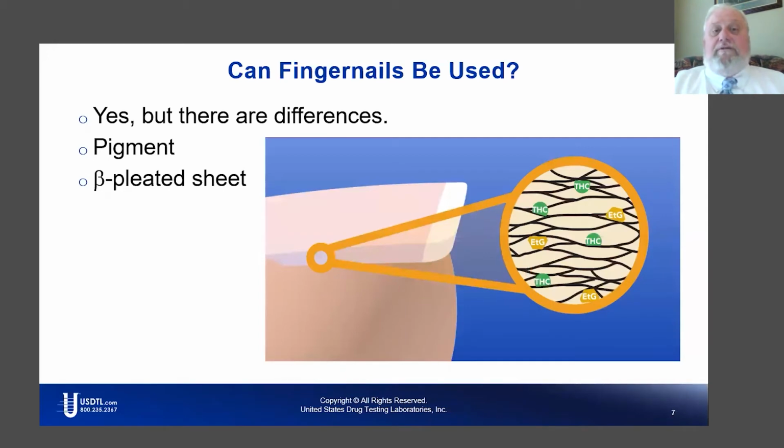So now, can we use nails? Obviously, yes, because we're doing it. And some of you joining us here today have already dipped your toe in the nail testing pond. So we can do it, but yes, there are differences.